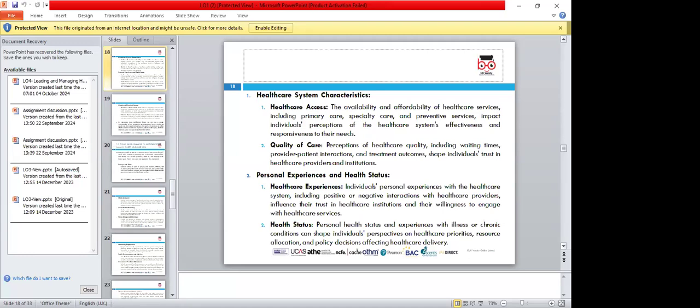Healthcare status. Personal health status and experiences with illness or chronic conditions can shape individual perspectives on healthcare priorities, resource allocation, and policy decisions affecting health delivery.